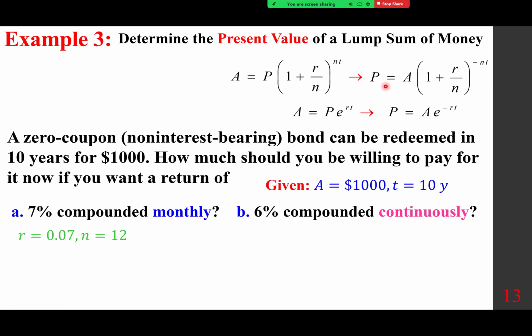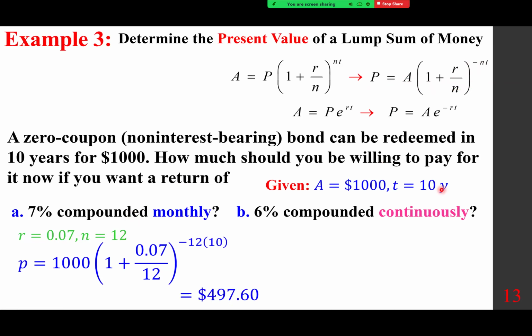So put it into this, that means P is A, which is 1,000, times 1 plus R, which is 0.07, divided by N, which is 12, and raise it to the power of negative N, which is 12, times the T, which is 10. You put that into a calculator, you go with two decimals, you get $497.60. That means if you put this much and they give us 7% compounded monthly over 10 years, we get $1,000.